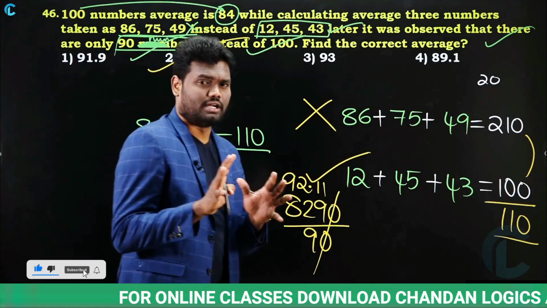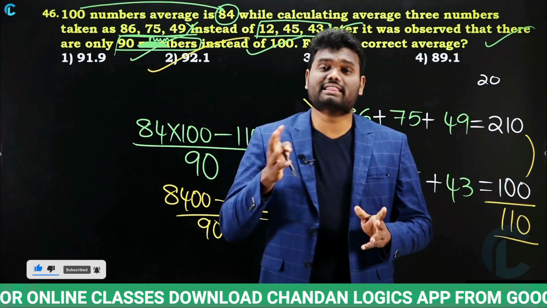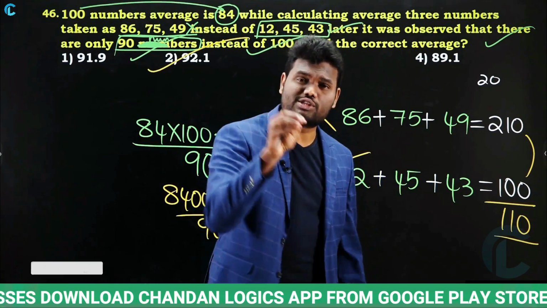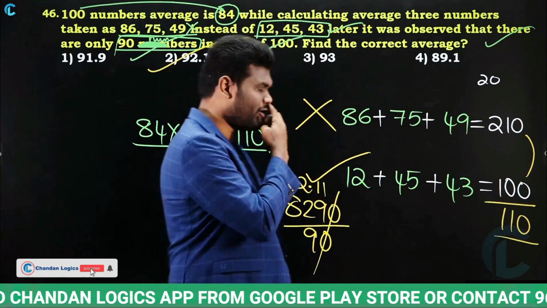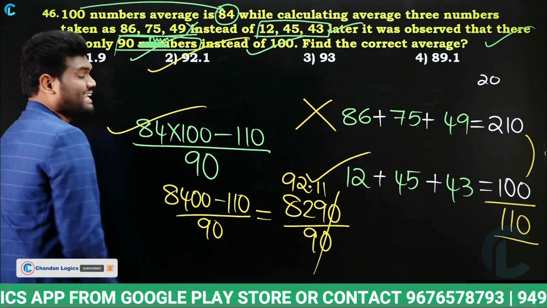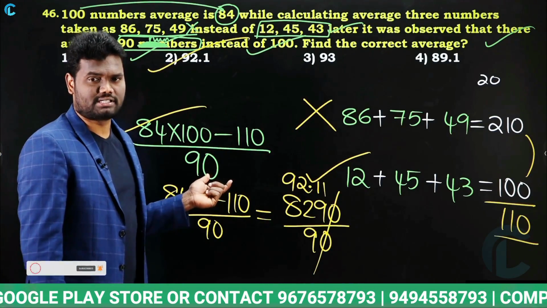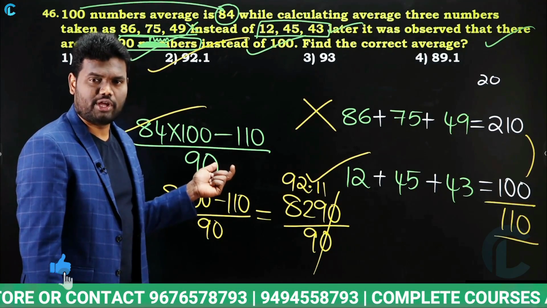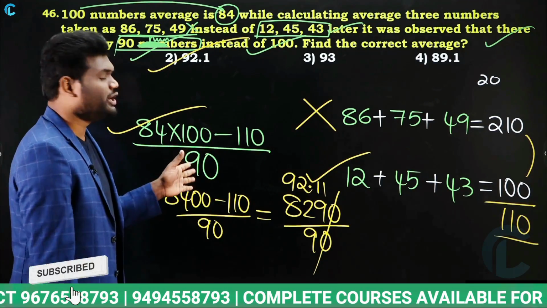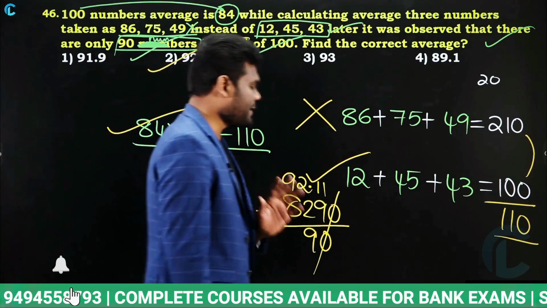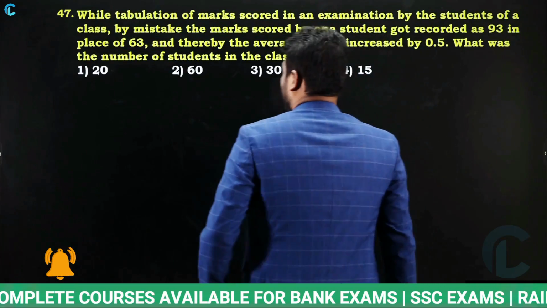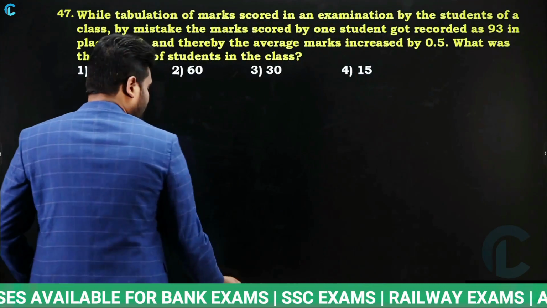Okay, very simple question. But the only thing is, in this, the actual numbers are also taken wrongly. That is the reason what you have to do: first, calculate the correct sum for 90 numbers. After calculating the correct sum, calculate the average by dividing by 90. Okay, that's it. Nothing more than that. Let us look at the next question.